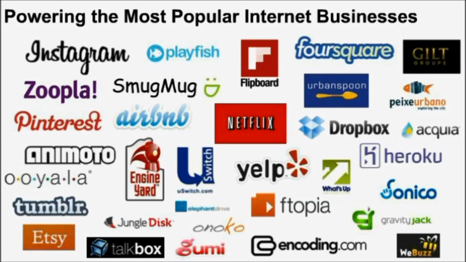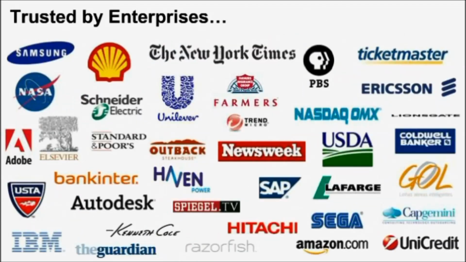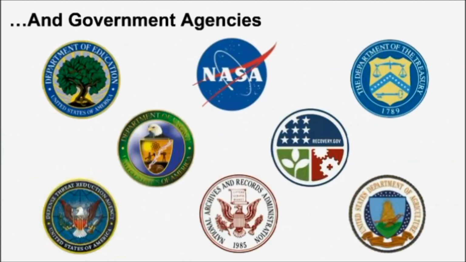But it's more than just internet businesses. It's enterprise businesses as well. So here's some more logos showing companies like Samsung and the New York Times and Hitachi and others. So as well as in the internet business space, we're also serving many enterprise customers, and also a number of government agencies. So you can see some of the logos on here, between NASA and the Department of Education and others.